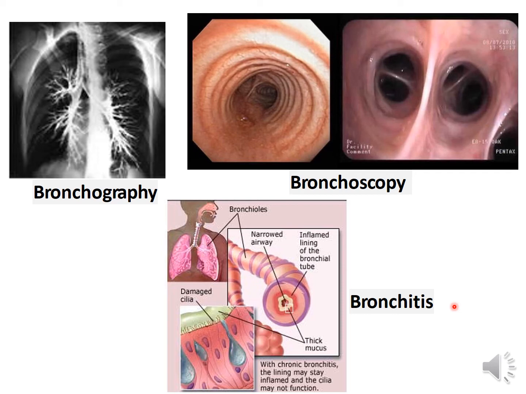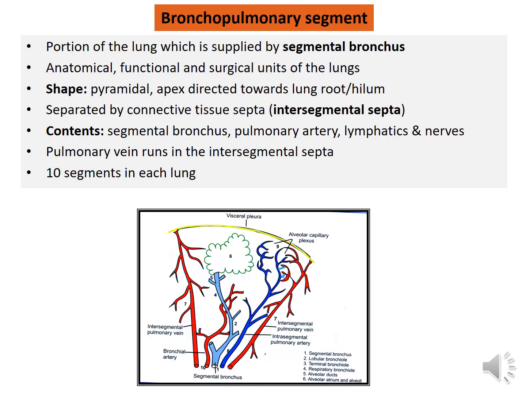Bronchitis is the inflammation of the lining epithelium of the bronchi. So in case of chronic bronchitis, you can see thick mucus with the inflamed lining, and here the cilia will not function. As you see in the picture, you can see thick mucus within the bronchus, and also the non-functioning or damaged cilia in case of bronchitis.